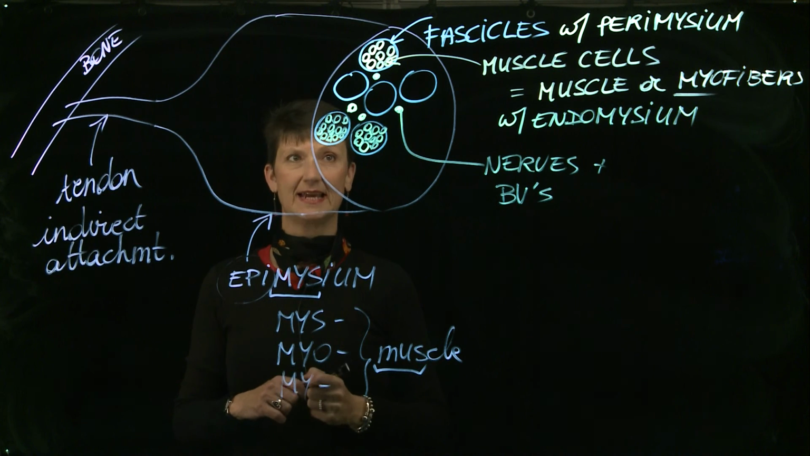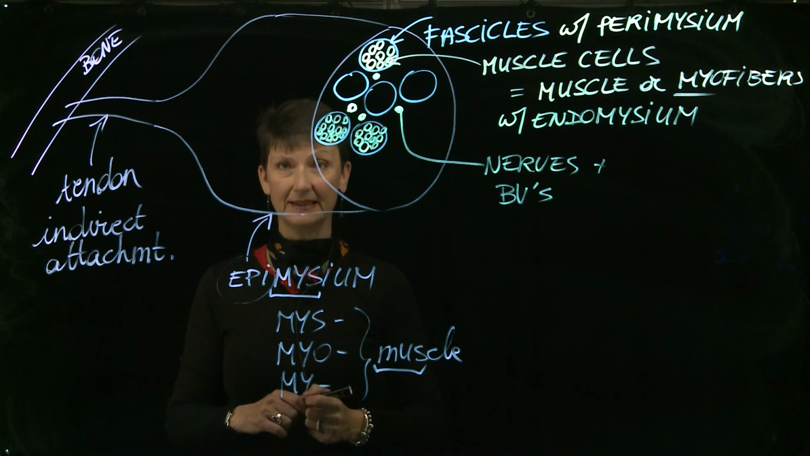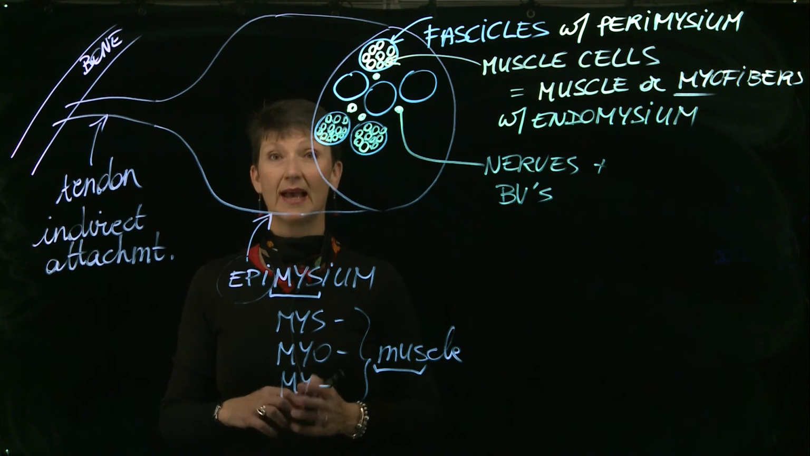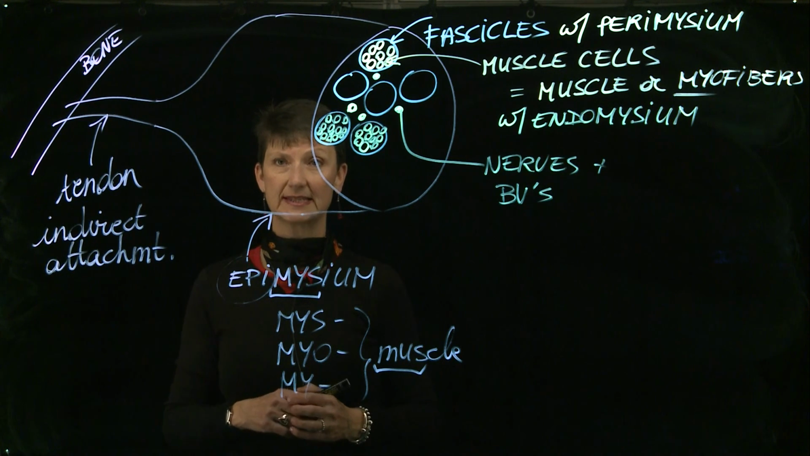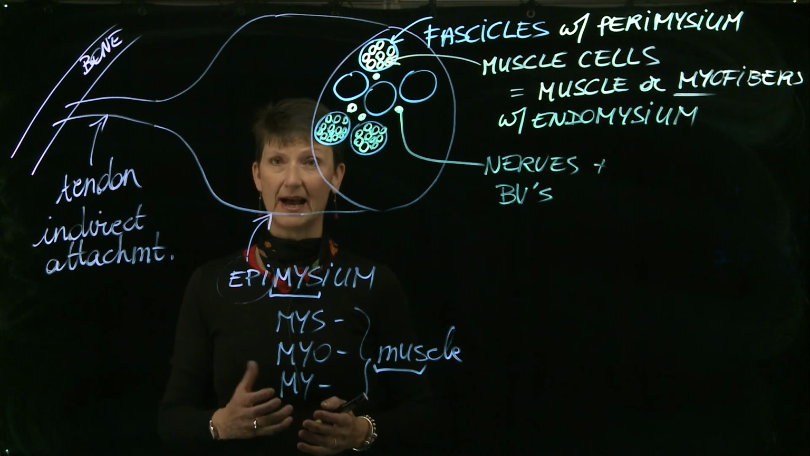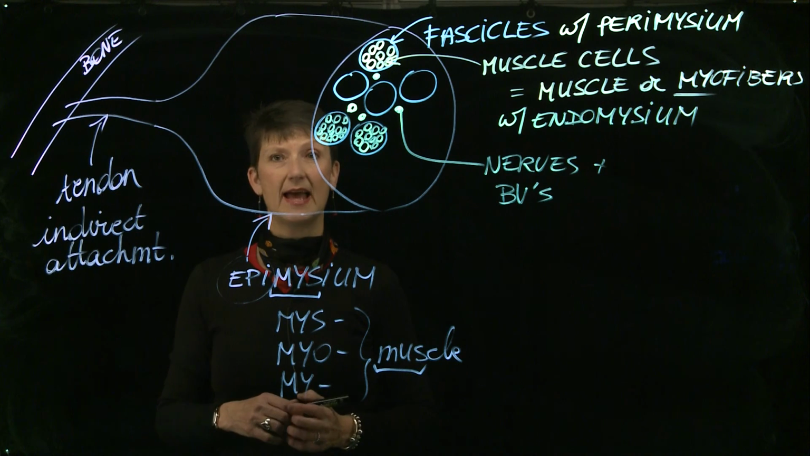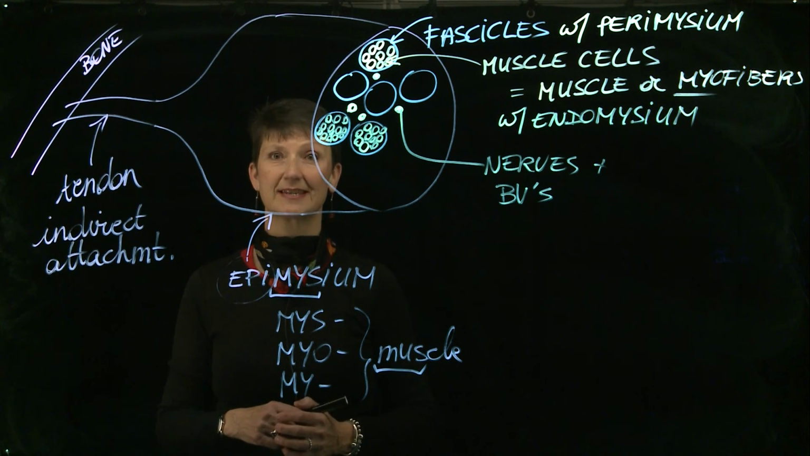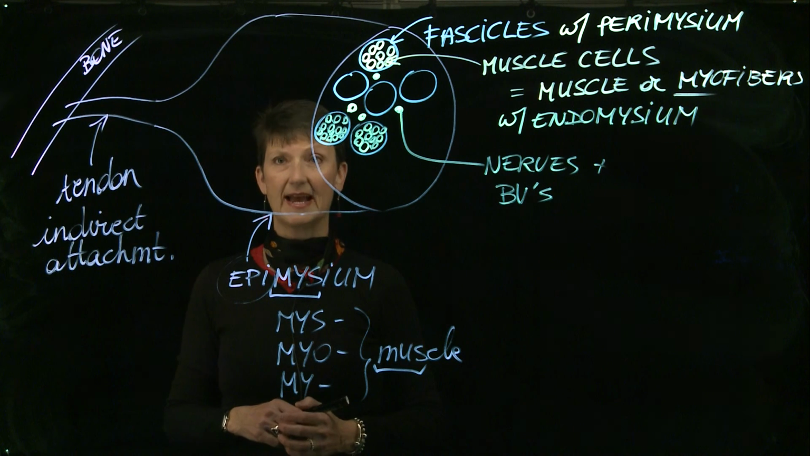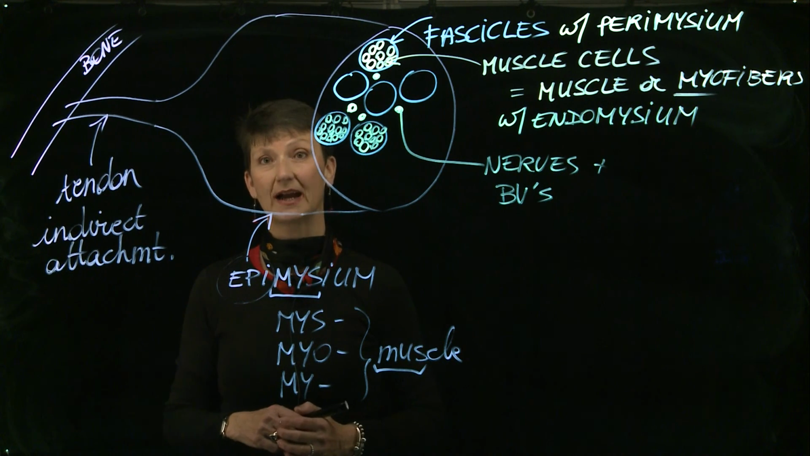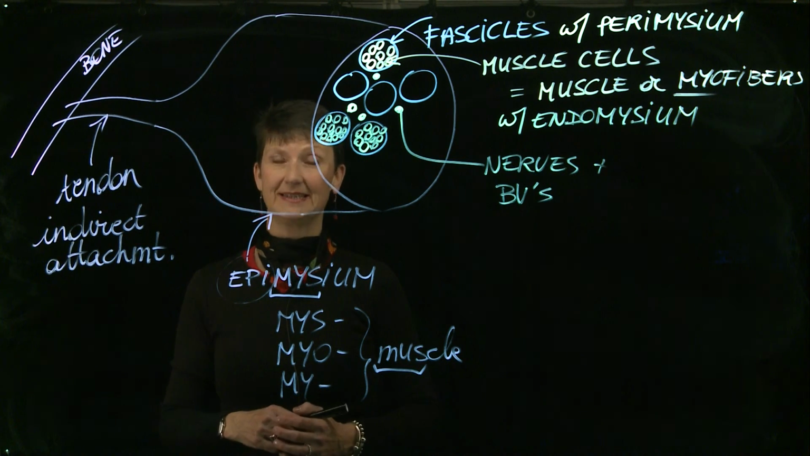What we'll do next then is take a look at an individual muscle cell and see what it looks like on the inside. We really need to understand that microscopic anatomy of a skeletal muscle cell so that we can understand how it actually contracts. So we will do that in the next video.